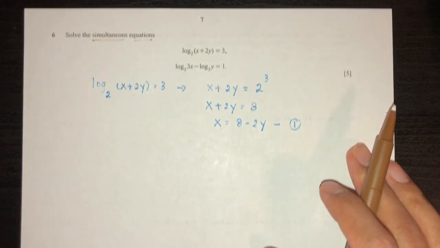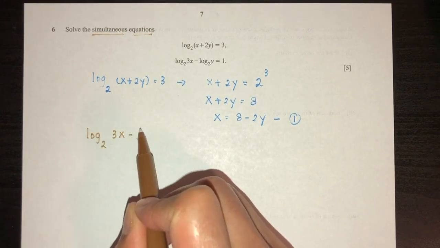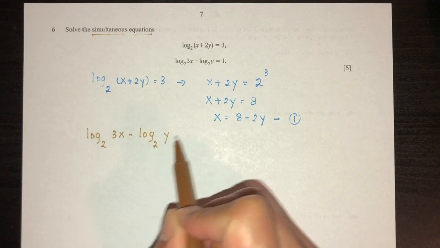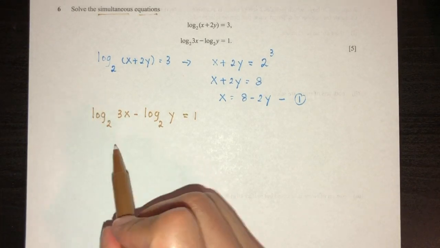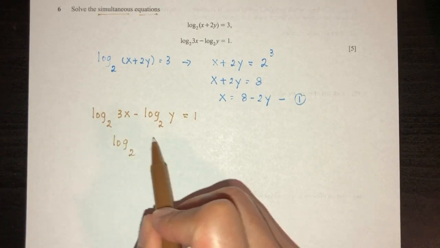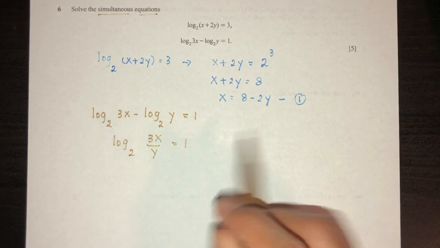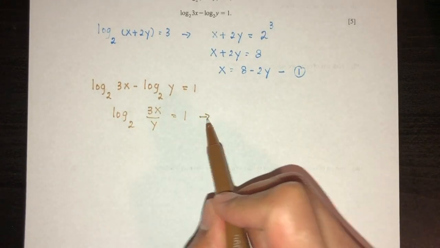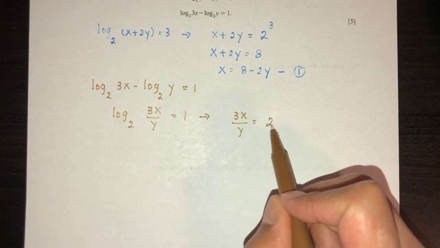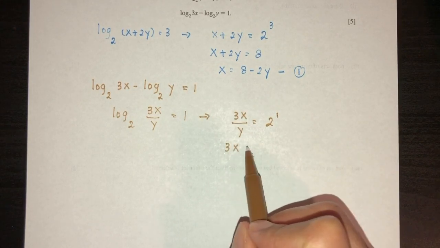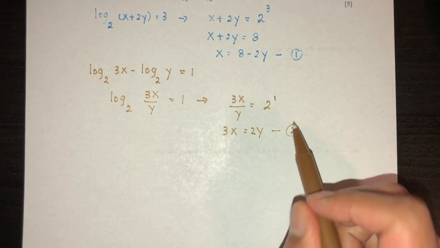Then for this one, let's see what we have. We have log base 2 of 3x minus log base 2 of y equal to 1. First thing, we can combine these two together because they have the same log of base 2. You will have log base 2 of 3x divided by y is equal to 1. Now same thing, simplify. You will have 3x divided by y is 2 power 1, which is 3x is equal to 2y. That is your equation number 2.